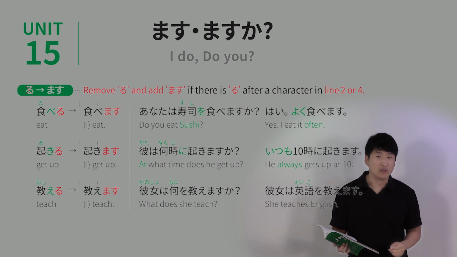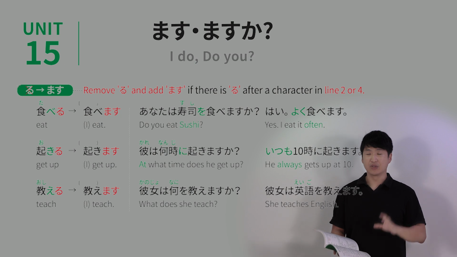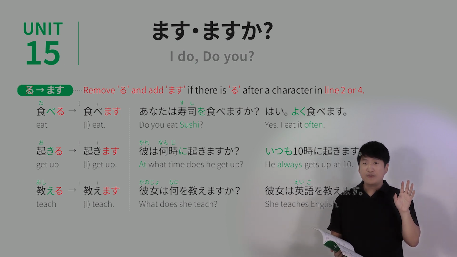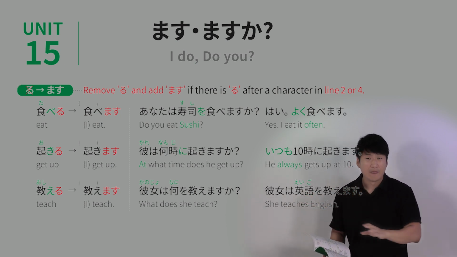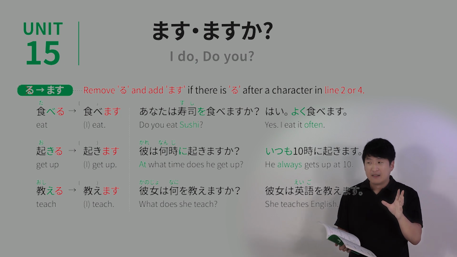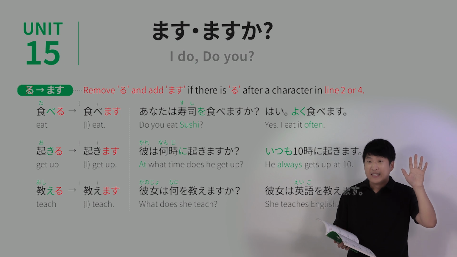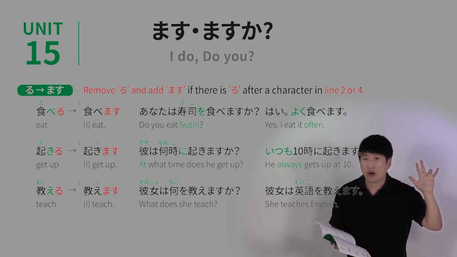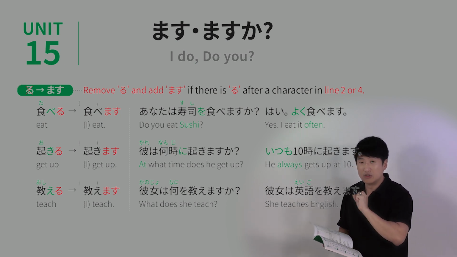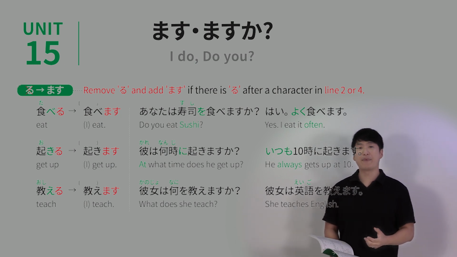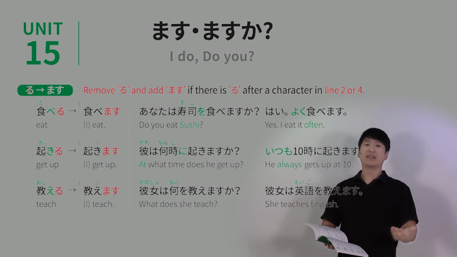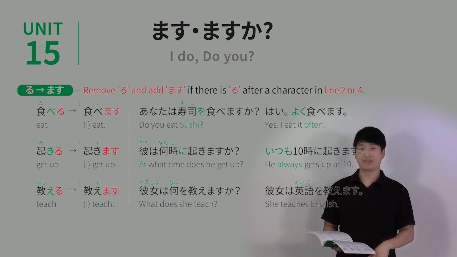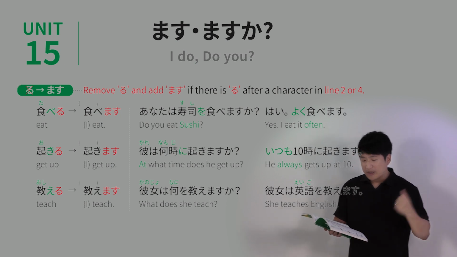Then remove る and add ます. So the rule is remove る and add ます if this letter before る finishes in line 2 or 4. Okay, so because this was in line 4, we want to remove る and add ます. So it becomes 食べます. So you just said, I eat. 食べます. Okay? How about this one?